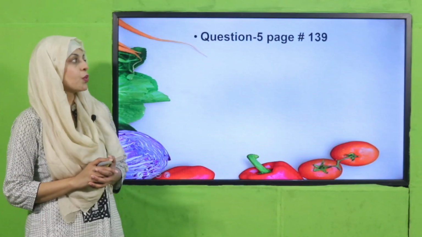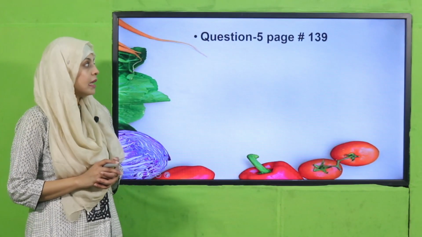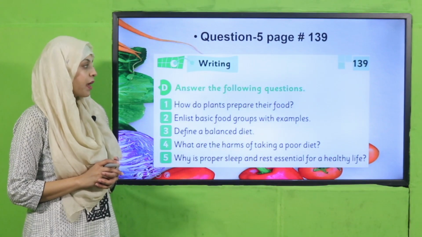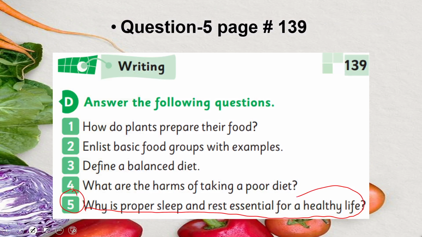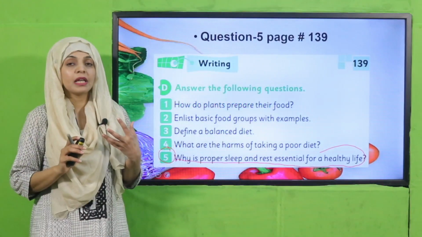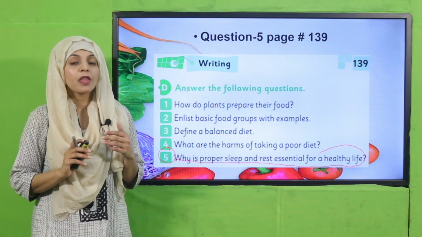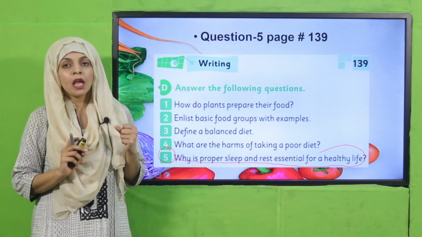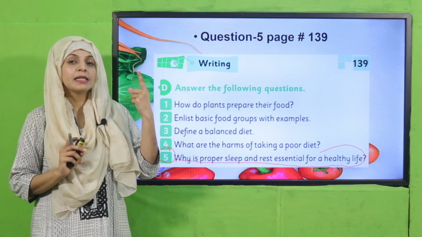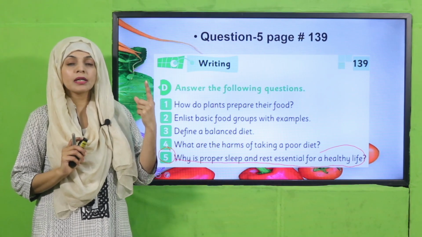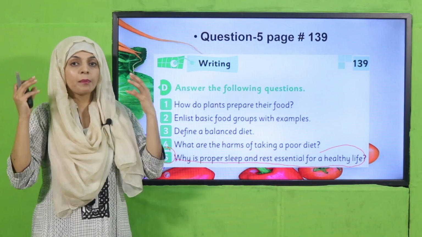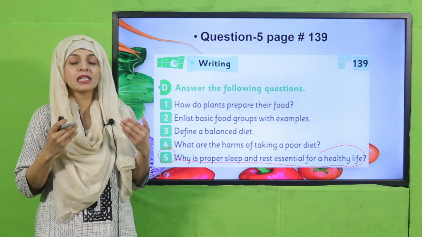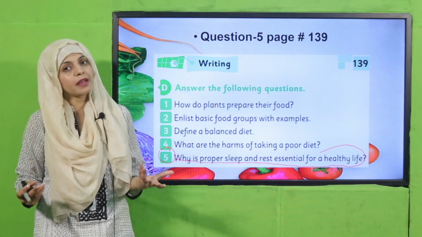Now we will move forward towards page number 139, question number 5 in writing practice. Why is proper sleep and rest essential for a healthy life? So quickly tell me कि healthy life के लिए sleep जो है वो क्यों ज़रूरी है? Because when we take deep sleep, our organs and different body parts relax and rest, and our brain also takes rest, and when we get up, we work more efficiently and effectively.